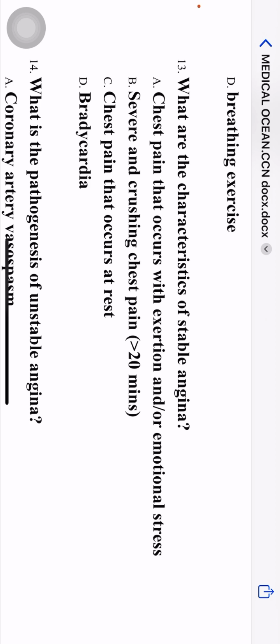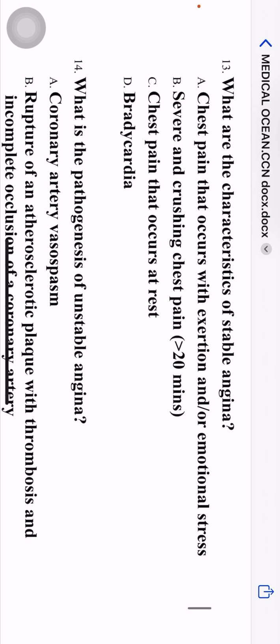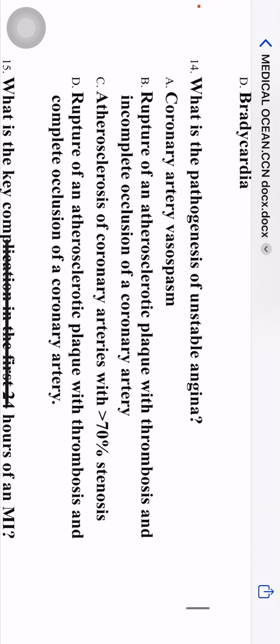of stable angina? Chest pain that occurs with exertion or emotional stress, severe and crushing chest pain, chest pain that occurs at rest, or bradycardia. A is the correct option: chest pain that occurs with exertion or emotional stress.